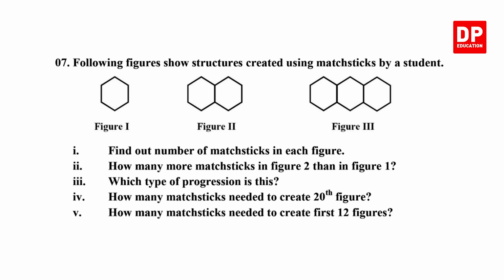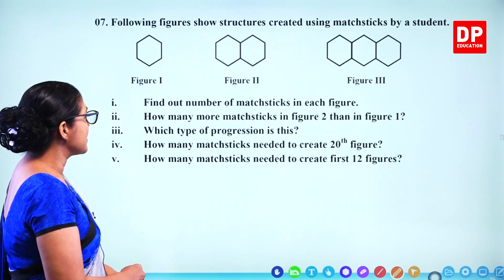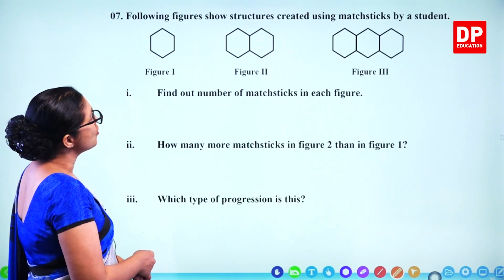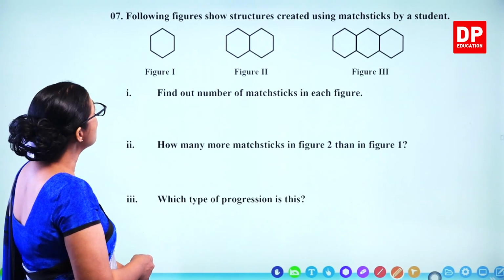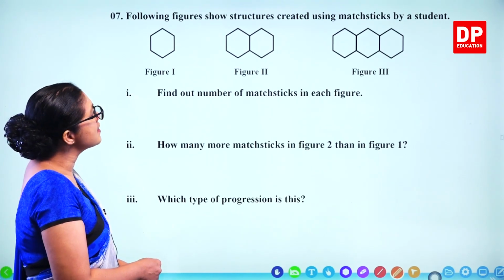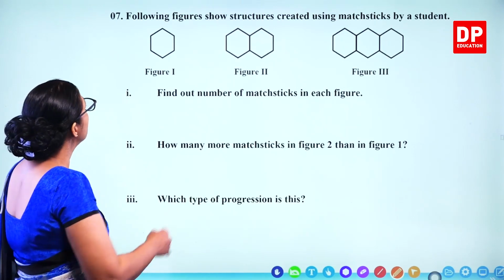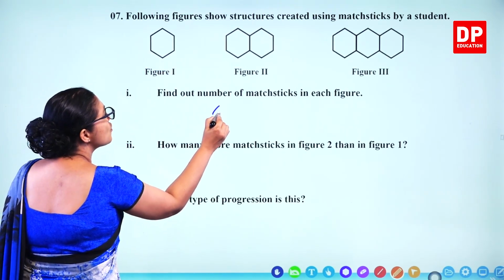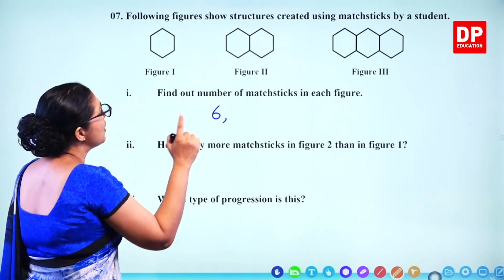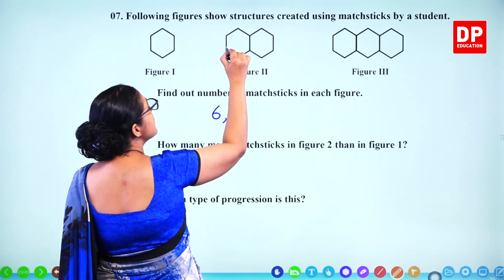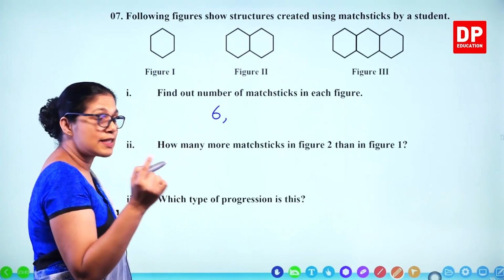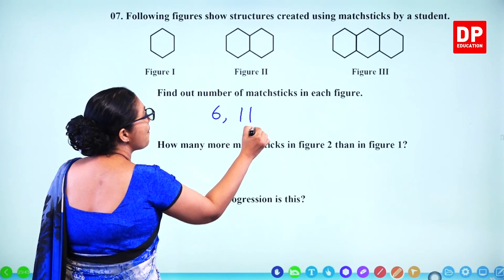Question number 7. That's your first question in part B. So this is about number patterns. So let's do that. Following figures show structures created using matchsticks by a student. Find out the number of matchsticks in each figure. Count and say 1, 2, 3, 4, 5, 6. So the first one is 6. What about the second one? 6 and then 1, 2, 3, 4, 5. Adding 5 to that. 6 plus 5, 11.